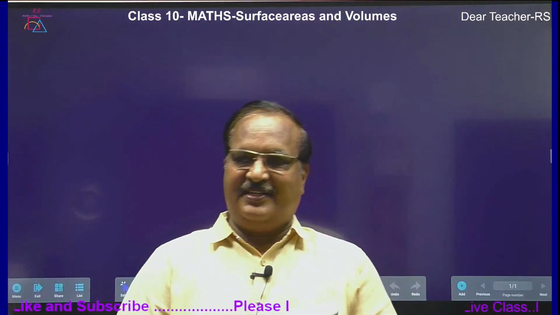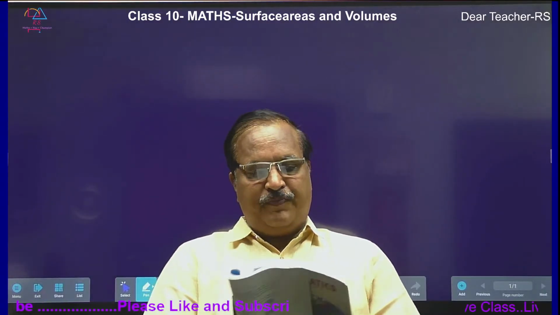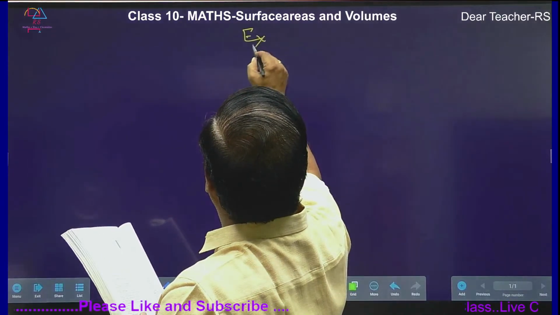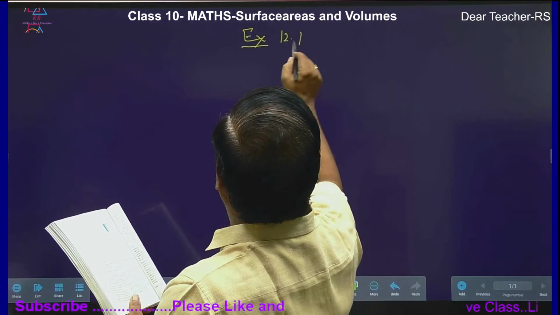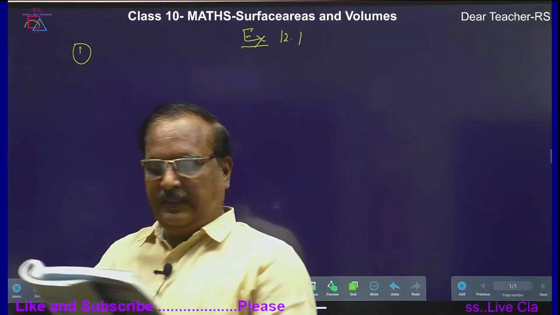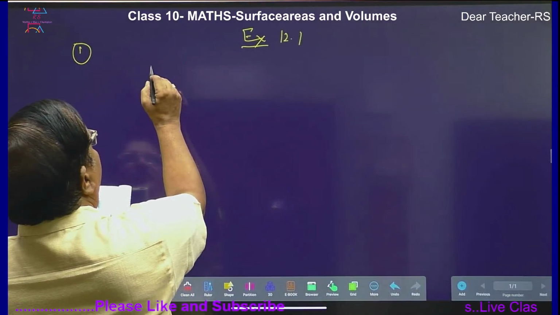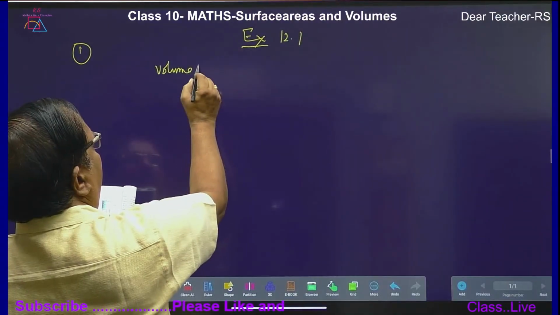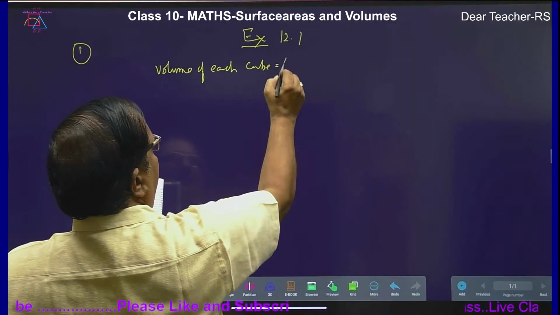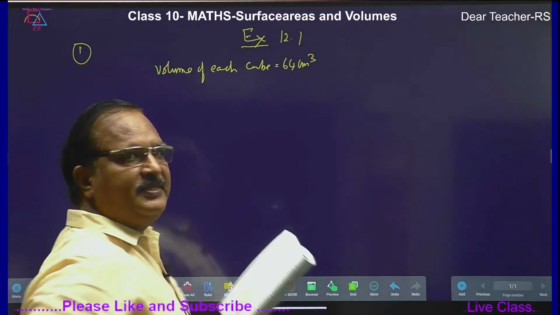So, better if you listen to the mensuration chapter, areas, surface areas and volumes. Question number 1, exercise 12.1. Two cubes, each of volume 64 cubic centimeters, are joined. I am writing the data: the volume of each cube is equal to 64 cm cube.